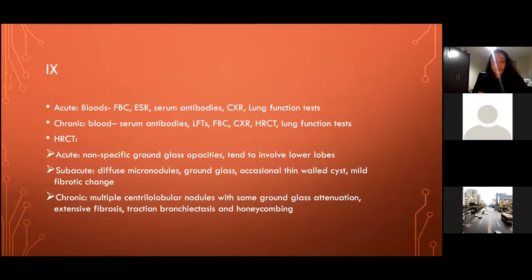And then in the chronic phase, you do the same bloods as well. And then you might also want to do lung function tests, looking for a restrictive defect. So in the subacute or chronic phase, there may be a mixed picture with both obstructive and restrictive features. So going back to the LFTs, that can sometimes show a low albumin.